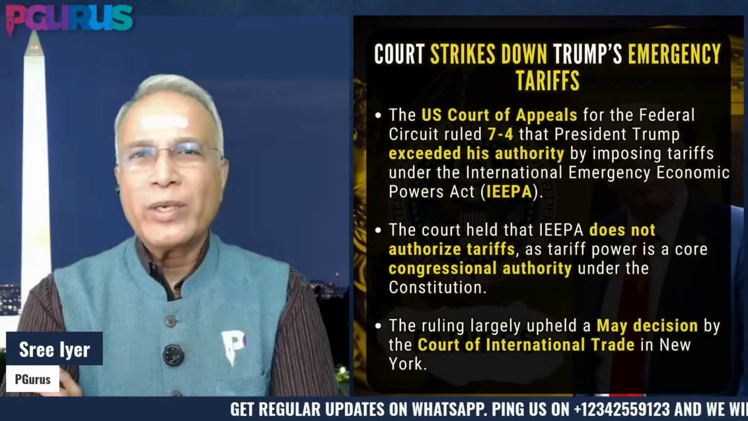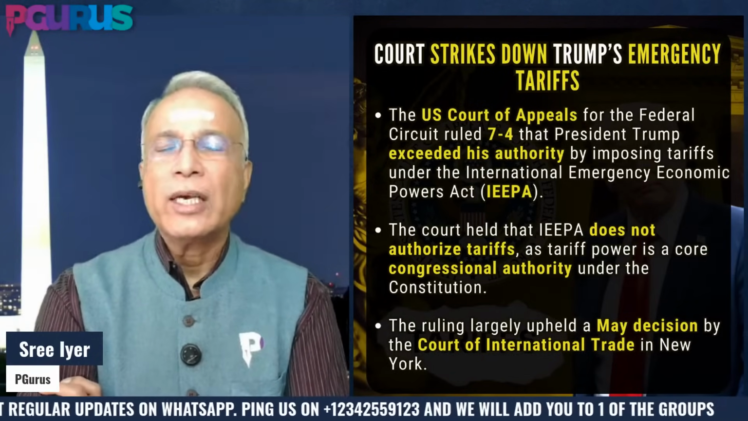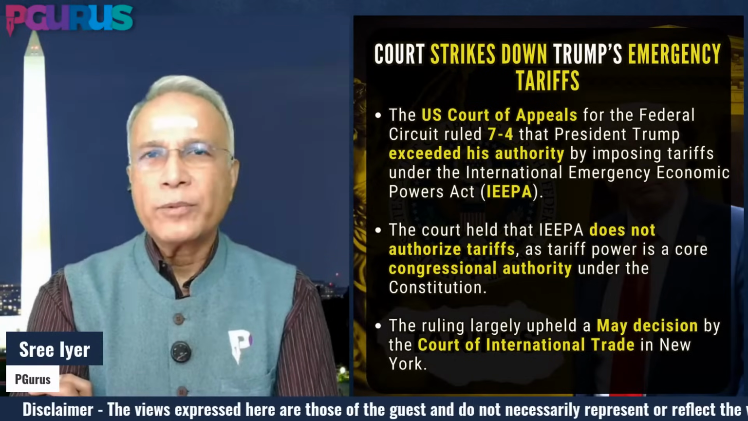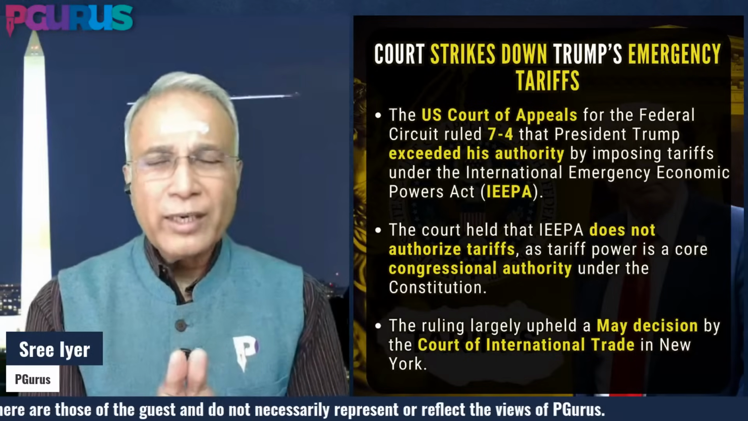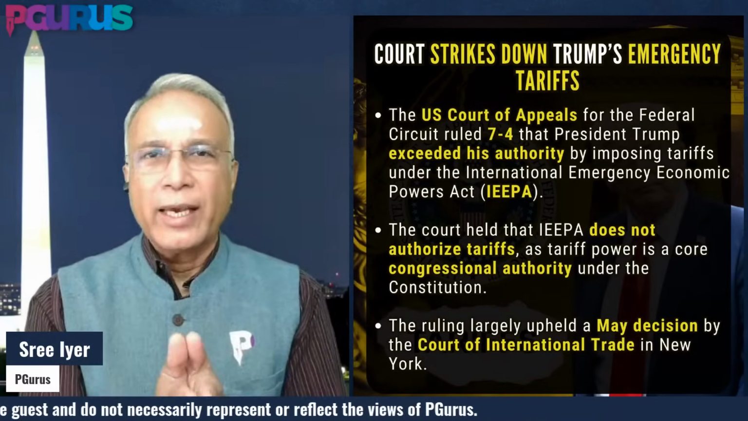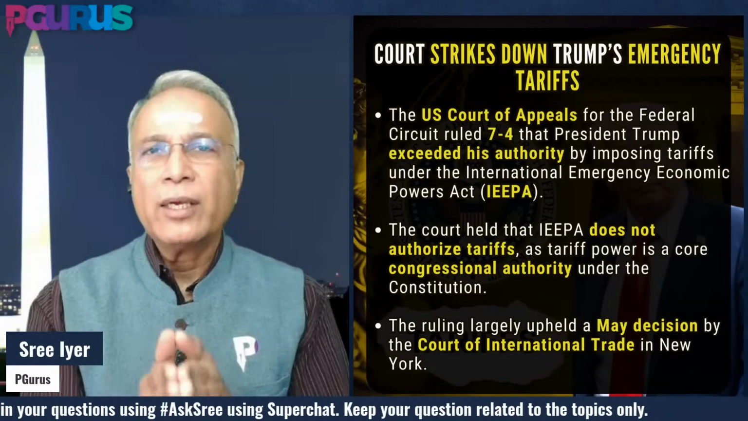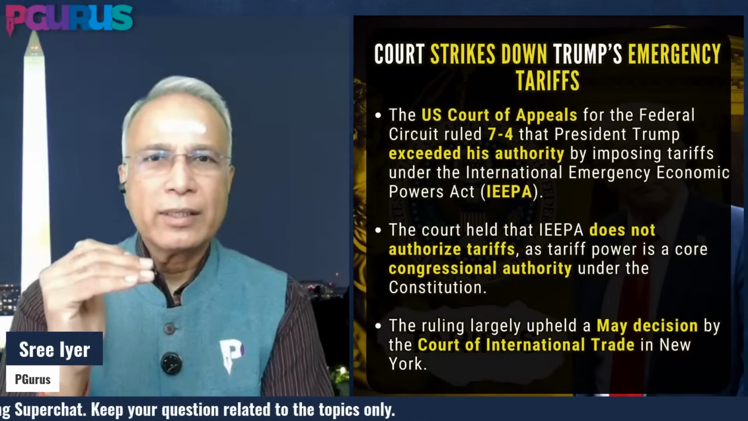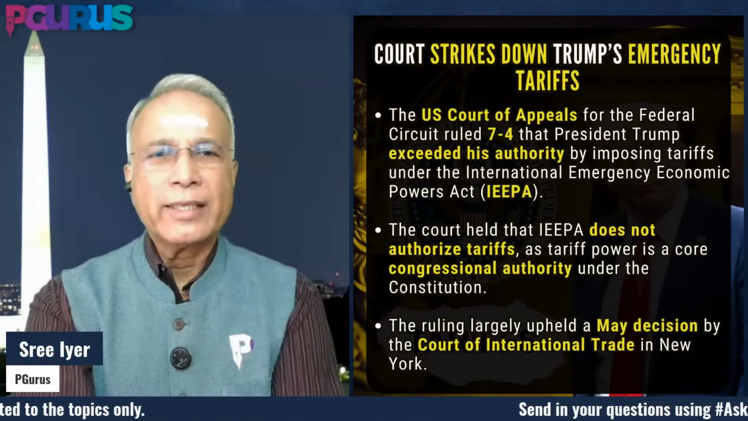Now you may ask me a question: are there other provisions in the US Constitution that perhaps the Trump administration could have used? Yeah, there are some options. I'm going to take a look at all these things. So what has happened now? This is August, right? In May, the Court of International Trade in New York said the same thing, and now the appeals court above that has agreed with the Court of International Trade in New York. Next slide, please.